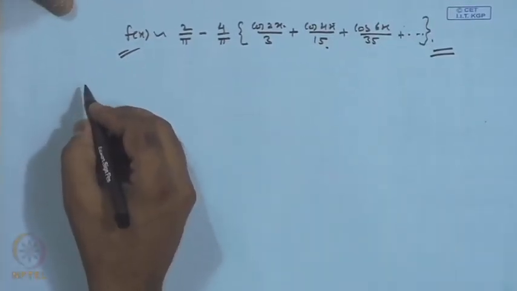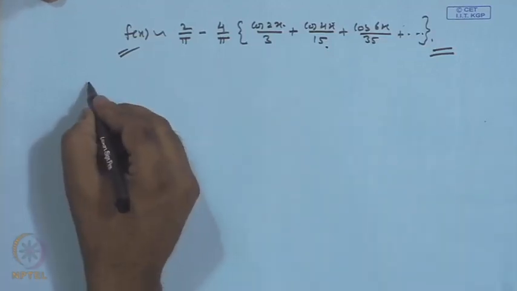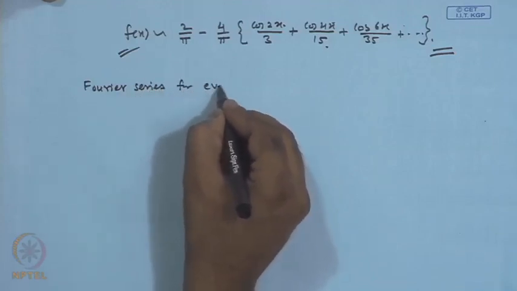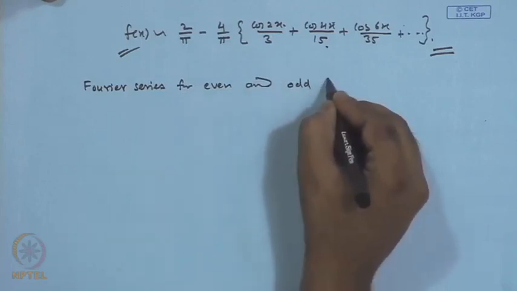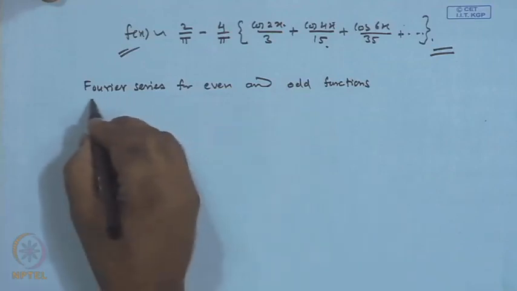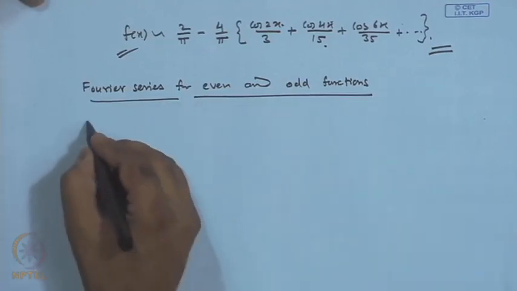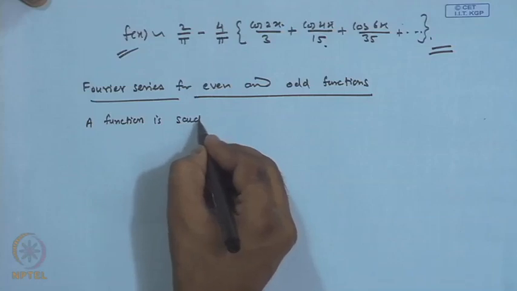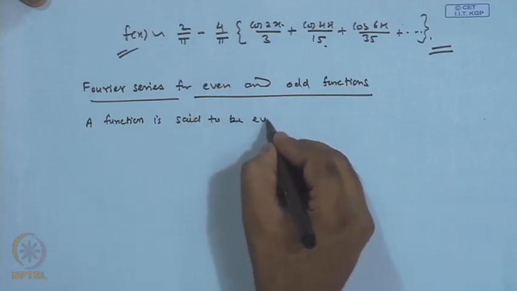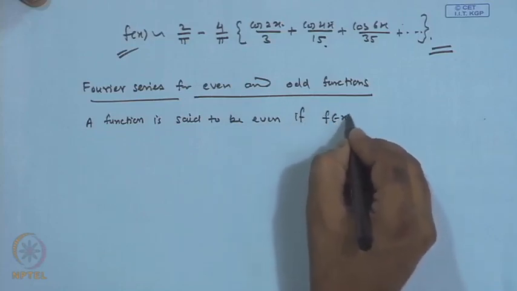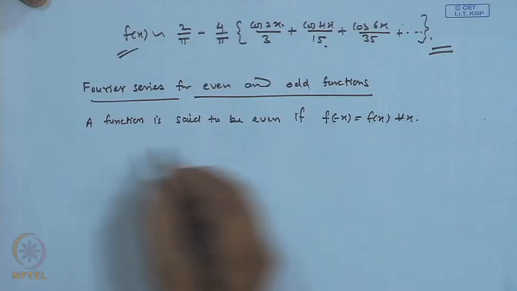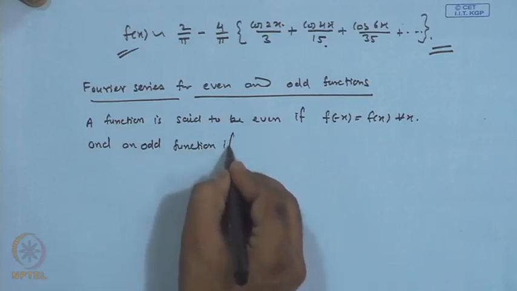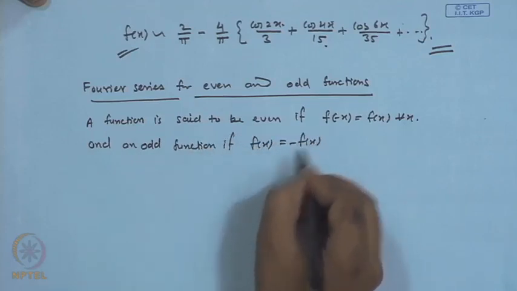Now we go for another important point, which partially we have discussed in this example: the Fourier series for even and odd functions. Again, just to remind, a function is said to be even if we have f of minus x is equal to f of x for all x, and an odd function if we have f of minus x is equal to minus f of x for all x.